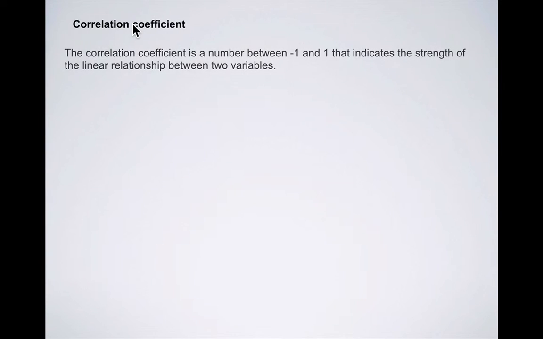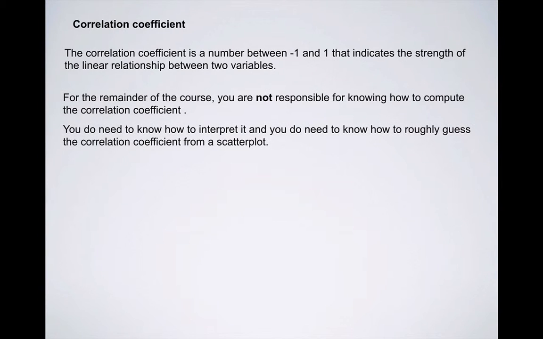So I'd like to follow up on the little assignment that you did where you calculated the correlation coefficient. What I want to emphasize is a correlation coefficient is a number between -1 and 1 that indicates the strength of the linear relationship, or how linear the relationship is between two variables. Now, for the remainder of the course, you're not responsible for knowing how to compute the correlation coefficient. You do need, however, to know how to interpret it and roughly guess a correlation coefficient from a scatter plot that you're given.